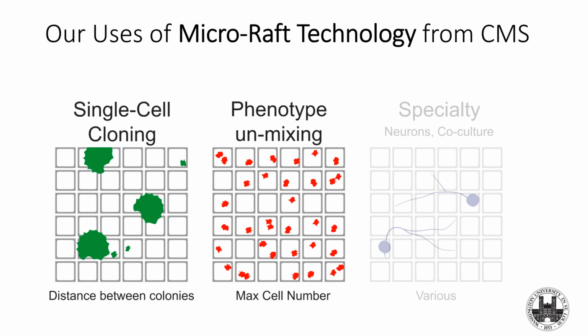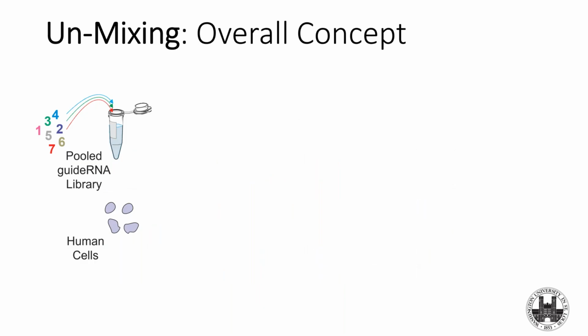Okay, so let me switch gears a little bit and talk about how this plays into functional genomics. While I do this, I'll also show you some numbers about how well these various things work. In functional genomics, we want to be able to unmix different phenotypes and figure out what guide RNAs each of those cells have. Overall, the way this works is you have a pooled guide RNA library. So you have many different guide RNAs, guide RNA 1 through 7 in this case, all in one tube.